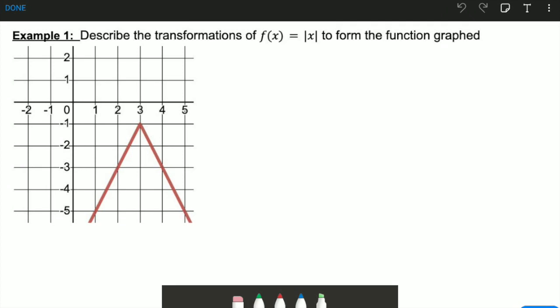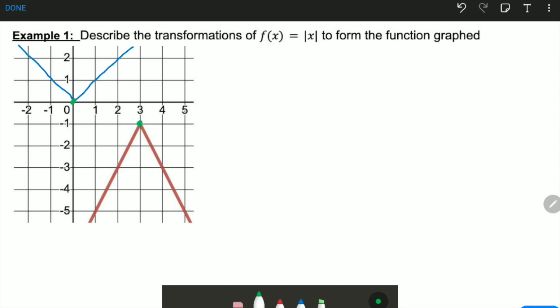In this example, we're supposed to describe the transformations of the function f of x equals the absolute value of x to form the function graph below. So remember, absolute value is a v-shape that usually starts at 0, 0. Looks like that. So to start with, let's look at translations. Normally the vertex sits here. Now the vertex is here.